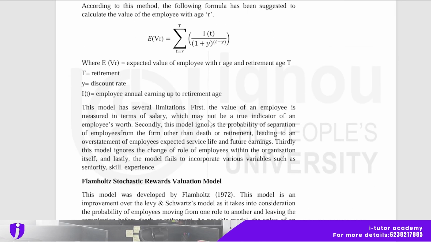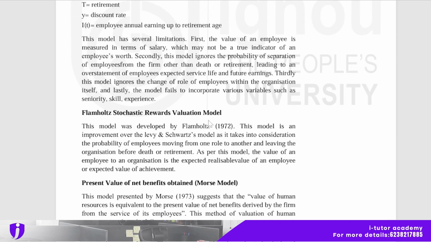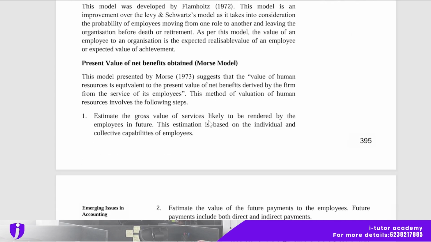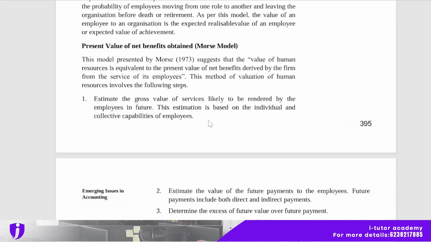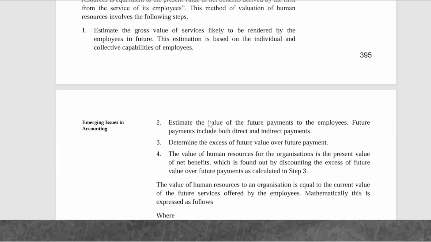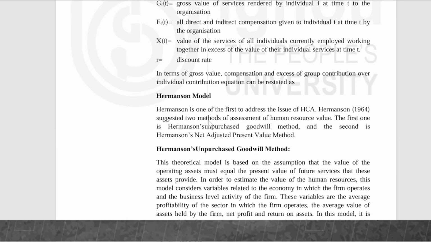And Flamholtz's stochastic rewards valuation model is there. This model was developed by Flamholtz, and it is an improvement over the Lev and Schwartz model as it takes into consideration the probability of employees moving from one role to another and leaving the organization before death or retirement. And the present value of net benefit obtained, that is Morse's model. This model presented by Morse suggested that the value of human resource is equivalent to the present value of net benefit derived by the firm from the service of its employees. And here is also an equation based on that.